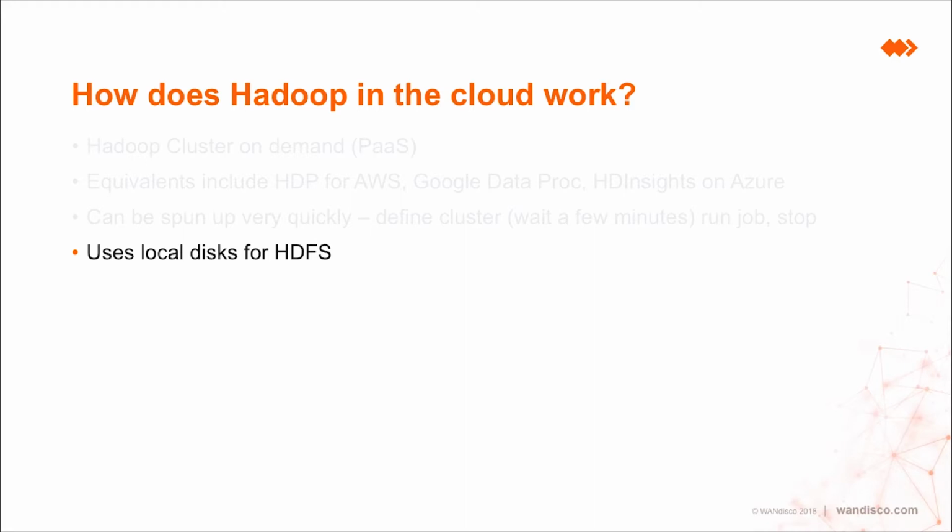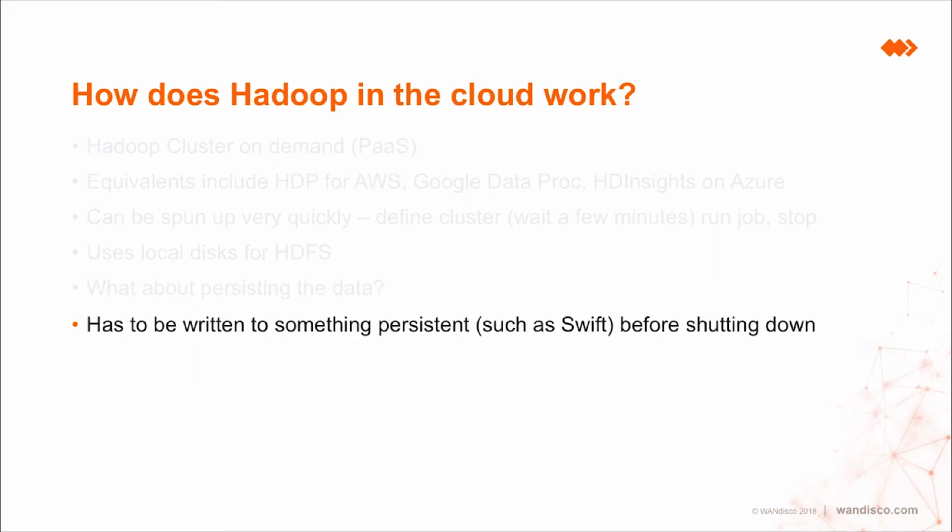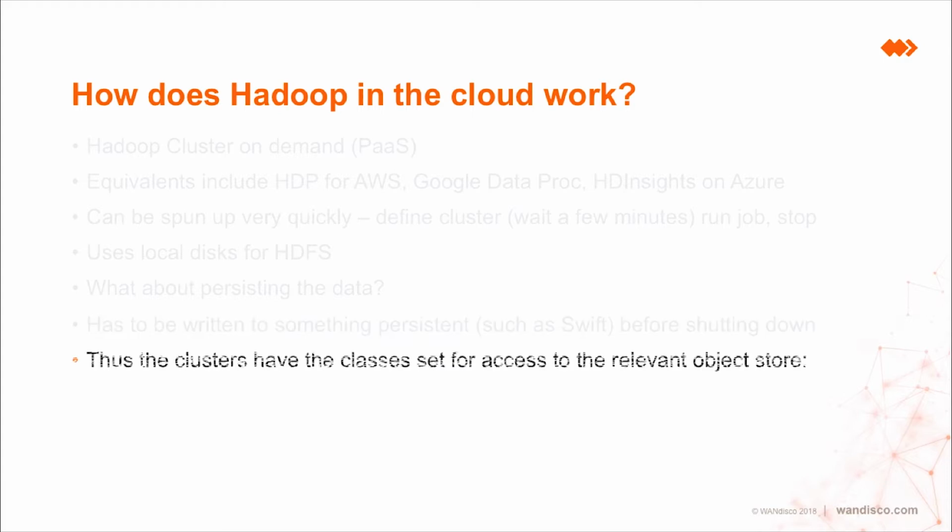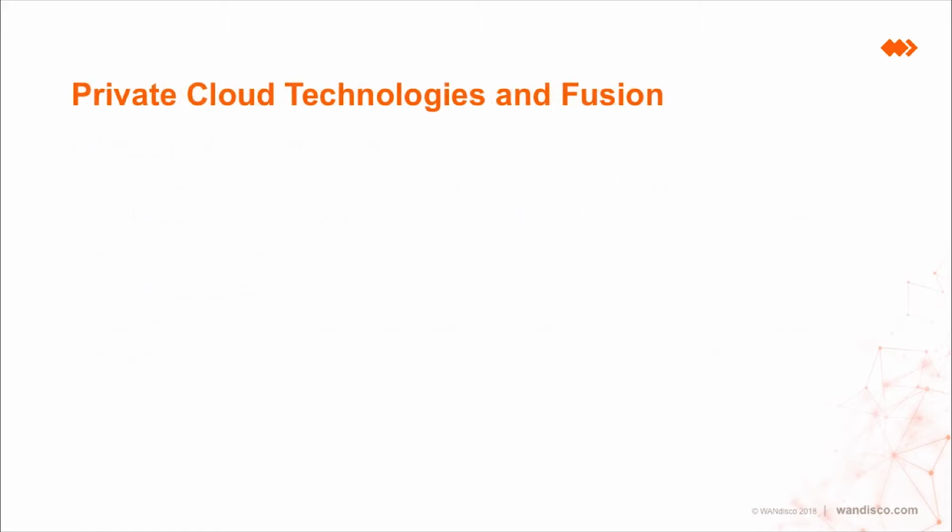It uses the local disks for the Hadoop data, for the HDFS data. And then the question is, well, if it uses the local disks for HDFS, how's the data persisted? It has to be written to something to persist the data, such as Swift or AWS S3 before shutting down. Thus, the clusters have the classes set for access to the relevant object store. And that's the key point there.